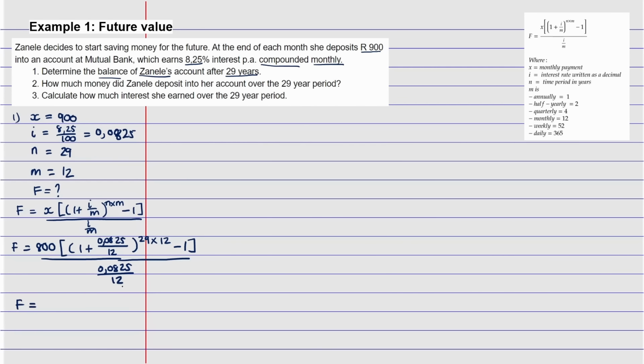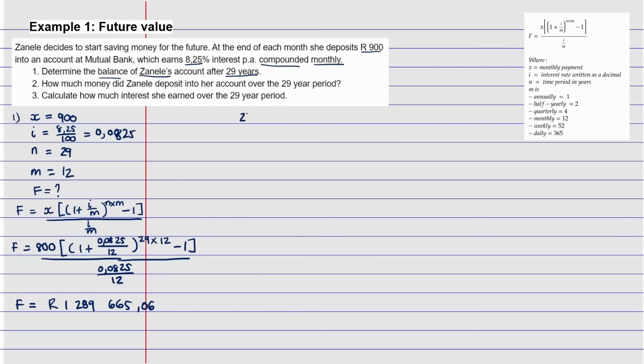Therefore, F is going to be equal to, punch that into a calculator, 1,289,665.06. So this is the amount that Zanele is going to have at the end of 29 years.